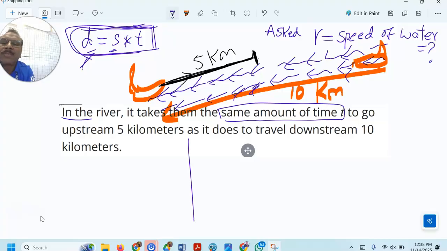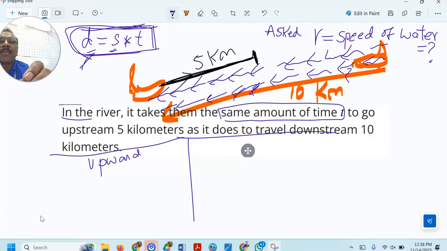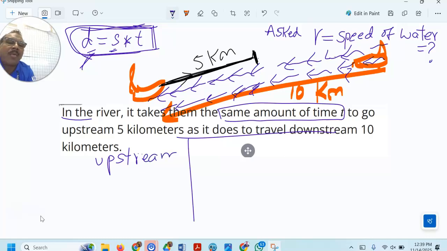For the first one, I make two columns here just to make sense. This is going up, upstream, let's call it, instead of up, you write upstream. Upstream is going against the flow of water, and the second one is downstream. It's going with the flow of water. So in the first case, the distance d is 5. So d is 5. So I'll write 5 times.